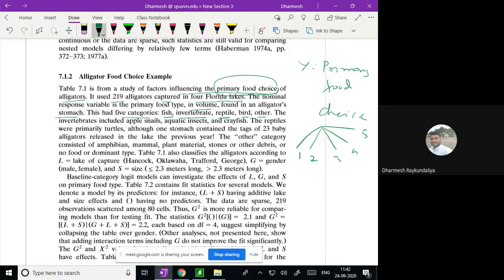तो उनको जब कैप्चर करने के बाद उसके स्टमक को देखा गया तो स्टमक के अंदर कौन सा फूड मिला, तो वो फिश था. तो दैट मीन्स दिस एलिगेटर हैज द प्राइमरी फूड चॉइस इज ए फिश. किसी को बर्ड मिला तो उसकी प्राइमरी फूड चॉइस क्या हुई? बर्ड हुई. लाइकवाइज.